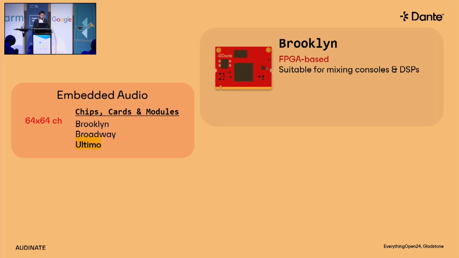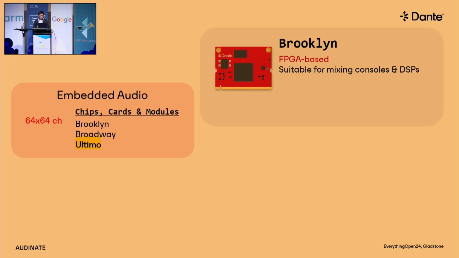So imagine your traditional speakers where you have two XLR cables. That is basically two channels. So 64 really goes up in scale. And the Brooklyn is basically FPGA-based. So it's a little card module that has a mini PCI interface and has an FPGA on it.